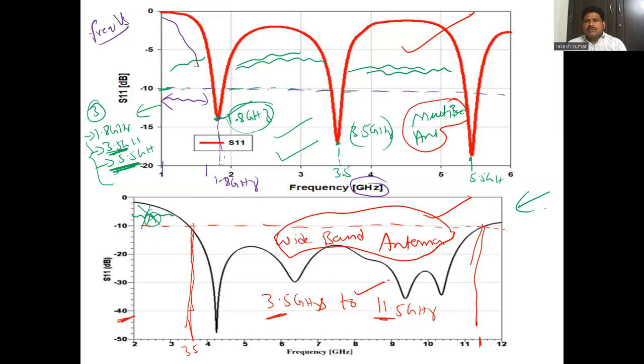Okay, this is the return loss you see in every paper, in every journal. This is the one you want to keep in mind regarding microstrip patch antenna. So this graph is frequency versus return loss. The first one is multi-band, which operates at only some particular frequencies. The second one is wideband, where it is operating for a wide range of frequencies.